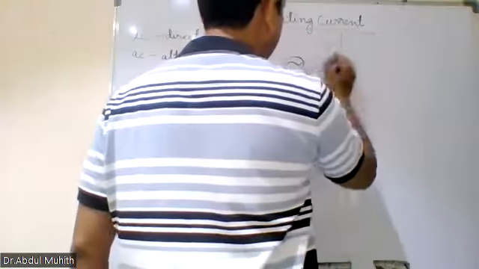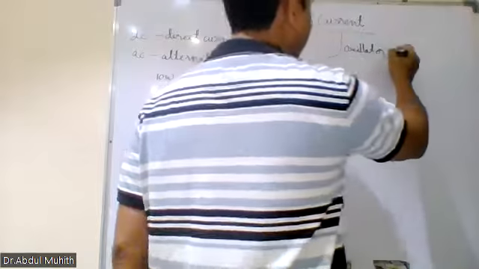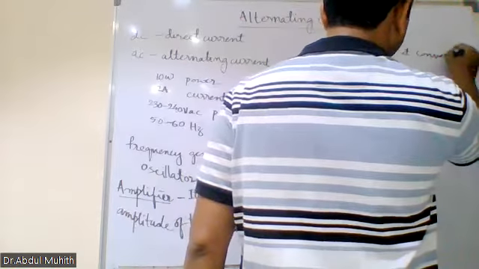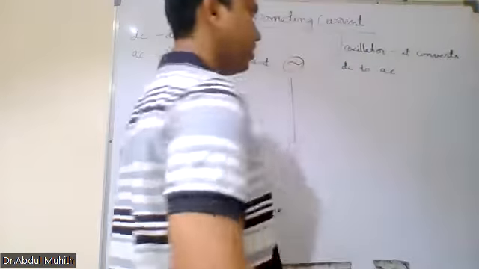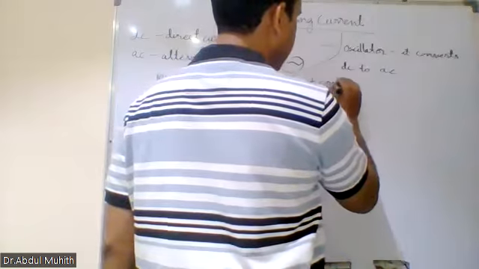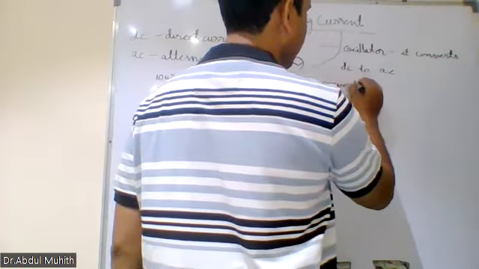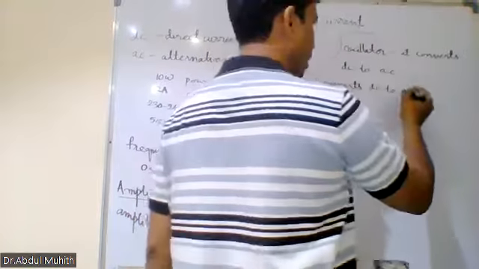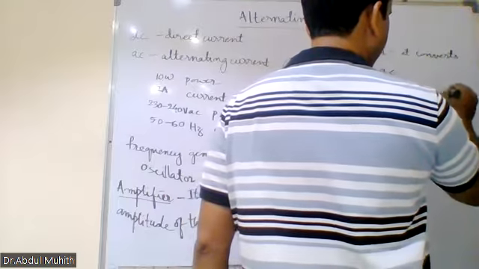Next is the oscillator. What is an oscillator? Some people say it converts AC to DC. Sorry, it converts DC to AC. Don't search in Google, search it yourself. There are different definitions. It converts DC to AC signals, I will say. How is it actually?